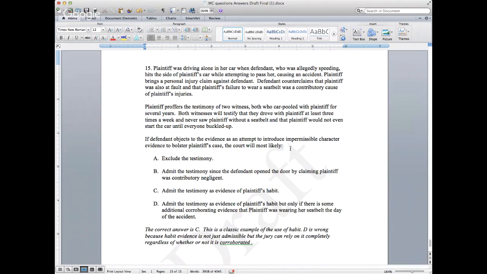So this seems like as much habit as possible. Every time this person drives, this person has a seatbelt, and these people are witnesses to say, yes, every time this person drives, this person has a seatbelt. This person won't even start the car without a seatbelt. So, it seems like habit. If it is habit, then it should be admissible, and that's what C says. Admit the testimony as evidence of the plaintiff's habit. So, C is the correct answer.